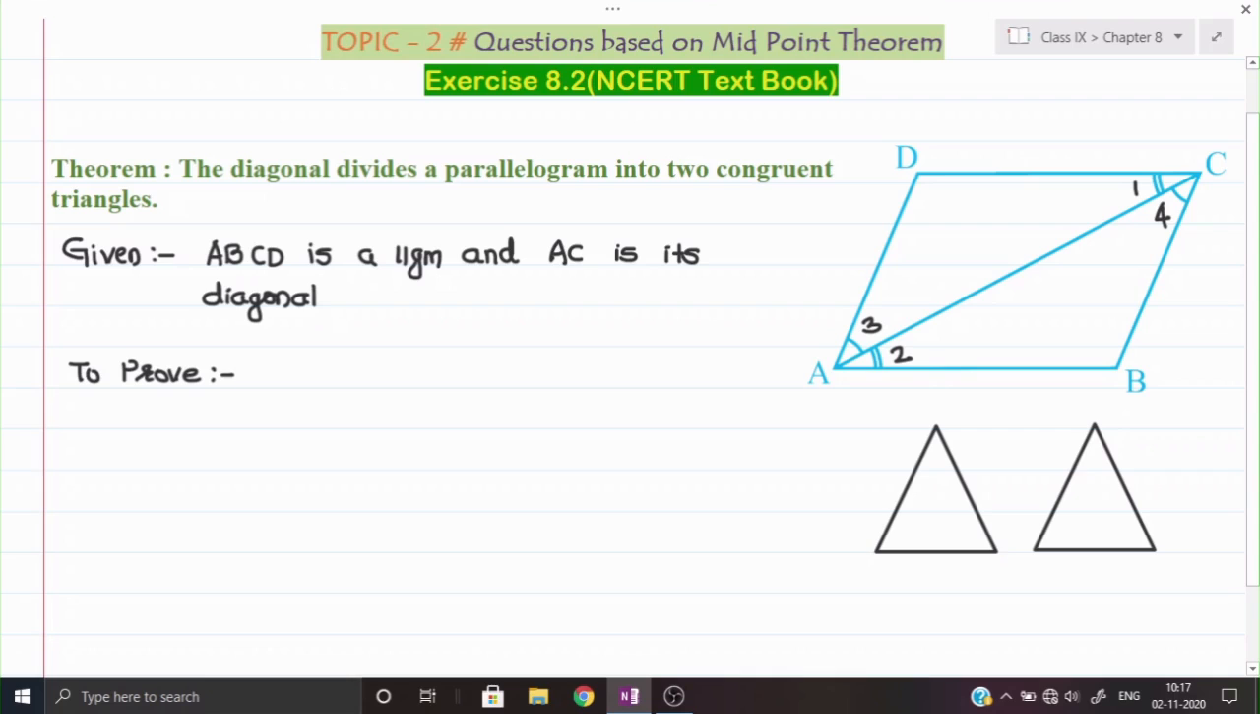One thing is very clear, side AC, means diagonal AC, will be a common side between both the triangles. So AC we can mark over there. First of all, we can see angle 1 and angle 2. They both are alternate interior angles. And since we know that ABCD is a parallelogram, definitely AB and CD will be parallel. So angle 1 and angle 2 will be equal. In the same manner, AD and BC are parallel, so angle 3 and angle 4 will also be equal because they are also alternate interior angles.